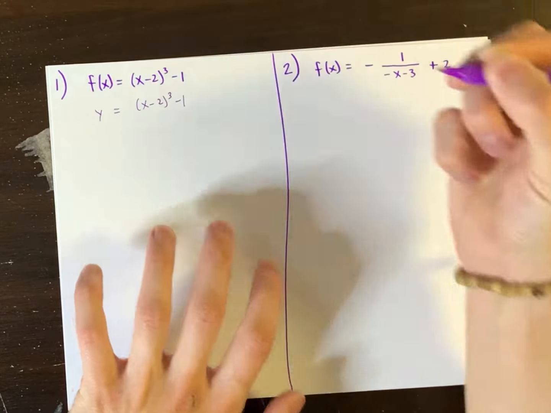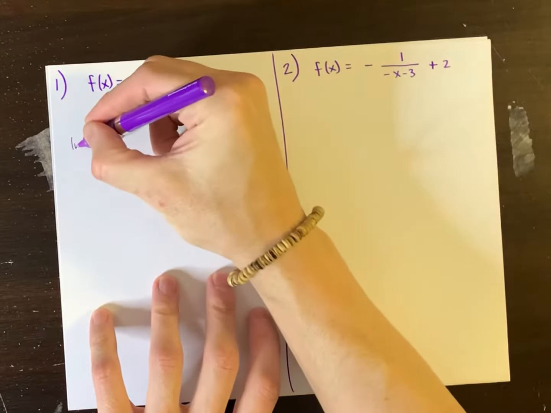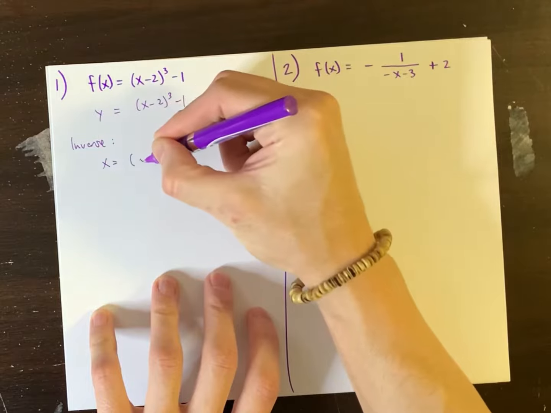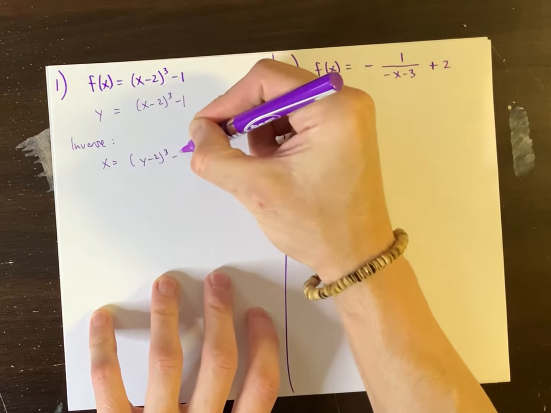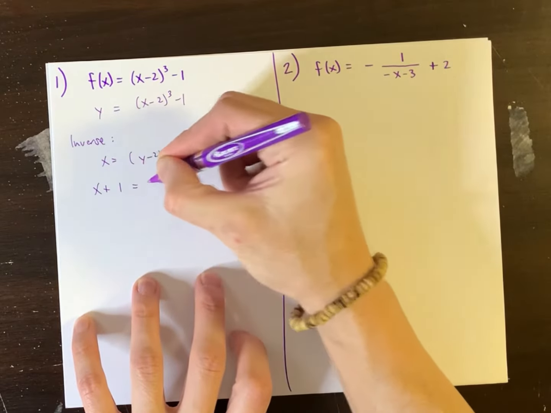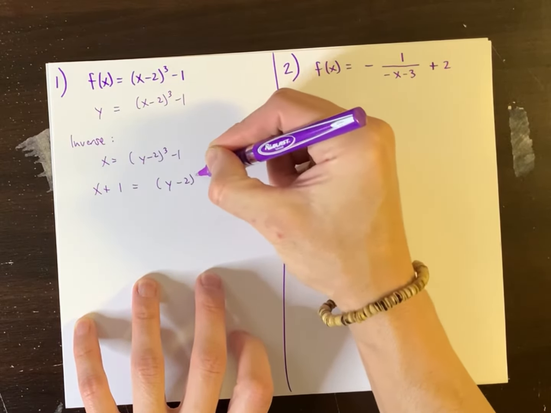If you want to fast forward to a particular question, feel free to do so now. So we write this as y equals, and now we can switch x and y. So it'd be x equals y minus 2 cubed minus 1. First, let me add the 1 to the other side. So it's x plus 1 equals y minus 2 cubed.